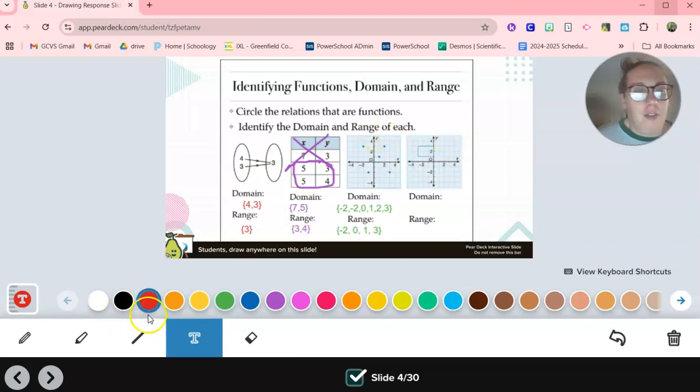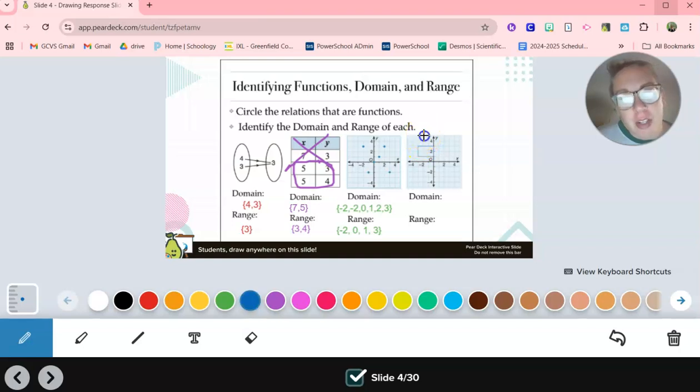And this one, for the last one, is not a function as well. Because if we draw a vertical line, these 2 points have the same x, but they don't have the same y. So that's bad. Those are not a function. Okay.